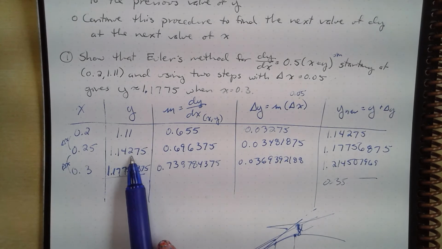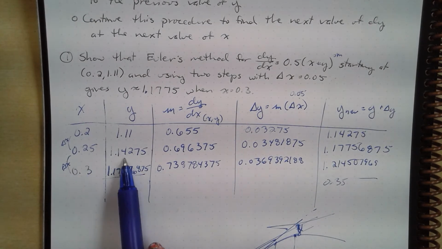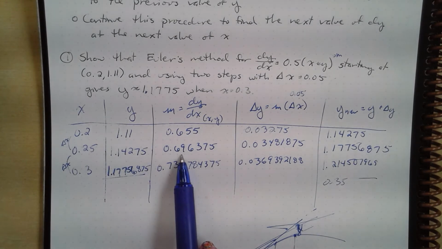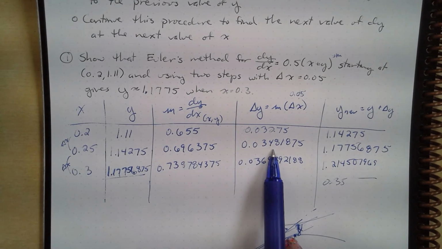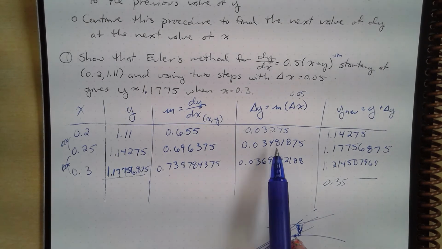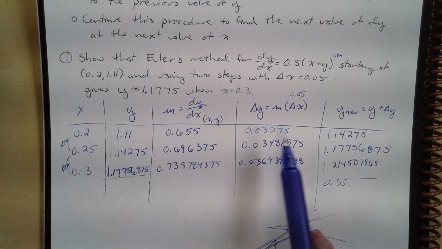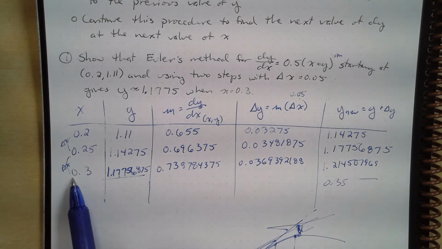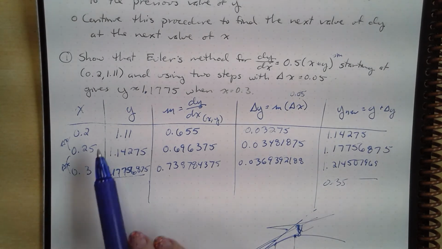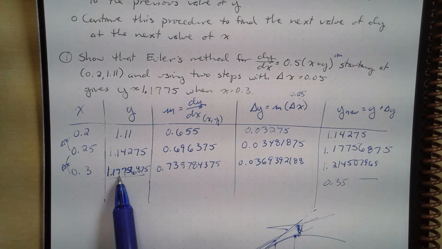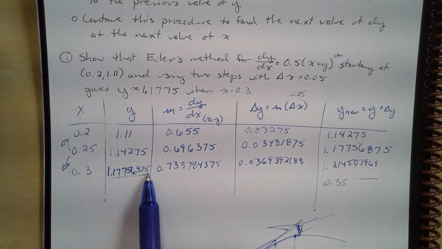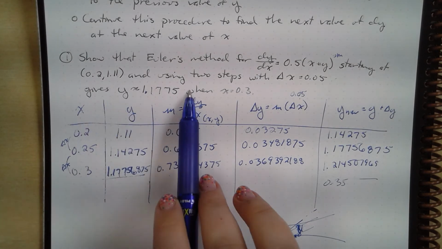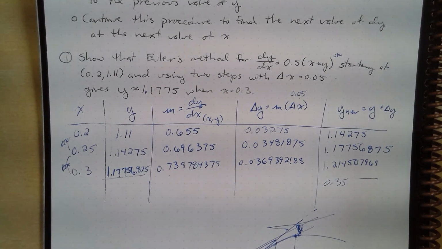And I repeat the process, but now I'm using 0.25 and 1.14275. So I get my m, I multiply my m times 0.5, I get my delta y, I add delta y to this y, and I get this number here, which I pull down, and there, I found it. When x is equal to 0.3, y is approximately 1.17756875. I kind of went out a little bit further, but this is approximately this, so we've done it. We've actually shown that this works.